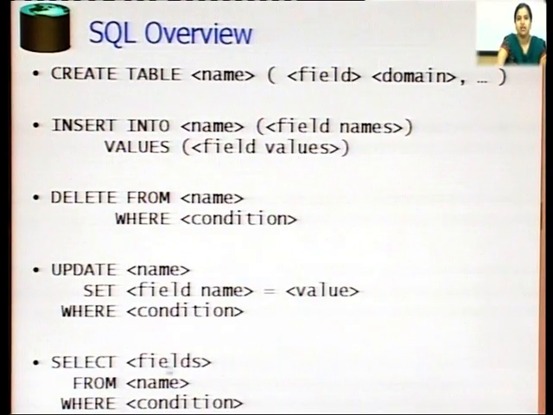This select command is used to project the data, to give the view of the table. Suppose you select two fields from a table, from table name, where condition, to satisfy two or three conditions, it will give you a view of the table according to your requirement.